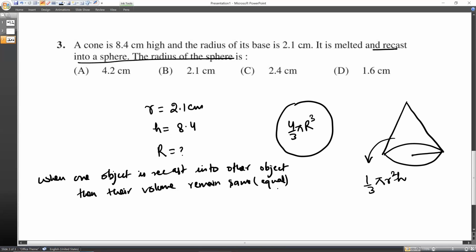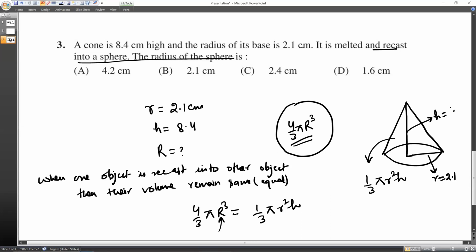Same means equal. So we will equate the volume of this one, 4 by 3 pi capital R cube. R will be different. Okay, so we are just writing here capital R, and 1 by 3 pi small r square and then small h. Small r is representing the cone radius, that is 2.1, and the height of the cone is 8.4 centimeter. So you need to find out the value of capital R. So find out this one fast.